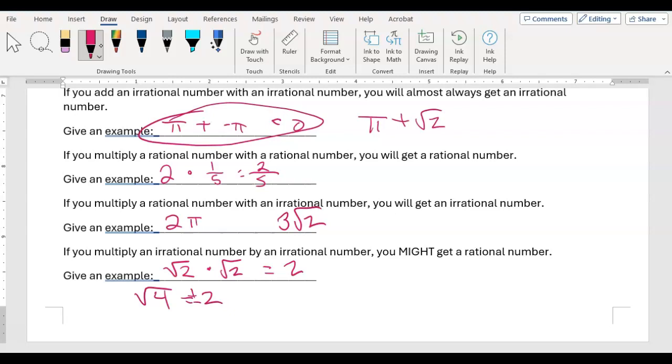But if I were to multiply, for example, pi times the square root of 2, or the square root of 2 times the square root of 3, I'm still going to get an irrational number. So the only time really that when we multiply an irrational number by an irrational number and get a rational number is if we're multiplying that number by itself and it's a square root.